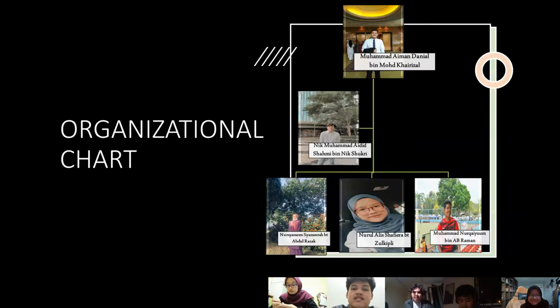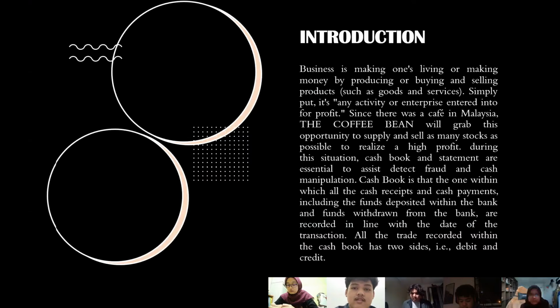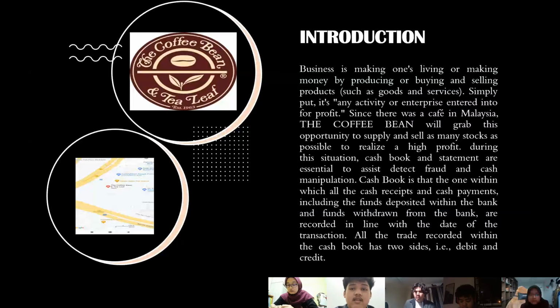So the introduction. Business is making one's living or making money by producing or buying and selling products such as goods and services. Simply put, is it any activity or enterprise entered into for profit? Since there was a cafe in Malaysia, the Coffee Bean will grab this opportunity to supply and sell in as many stores as possible to realize a high profit.